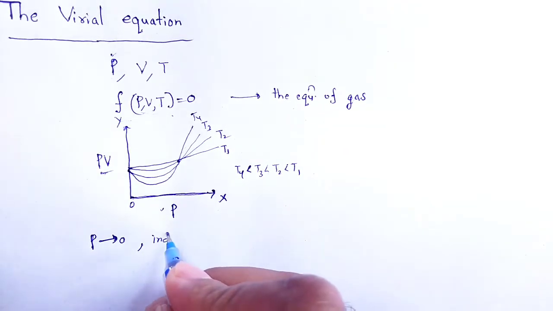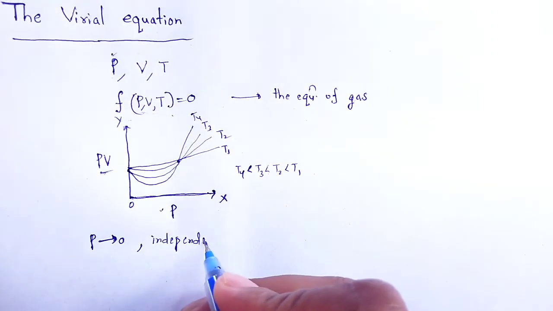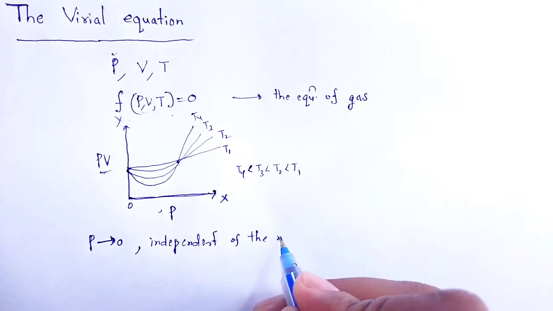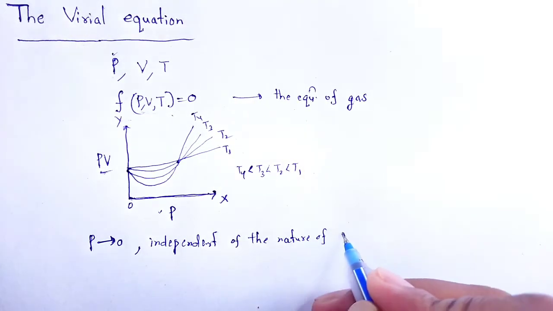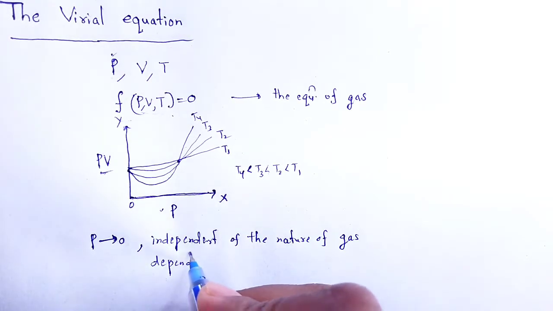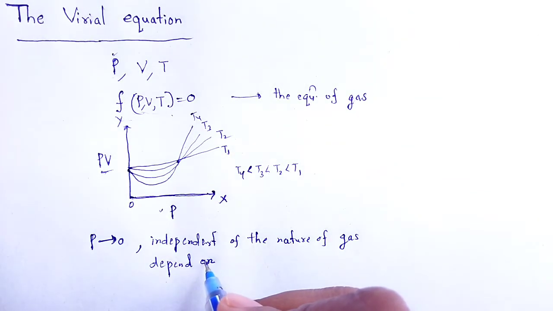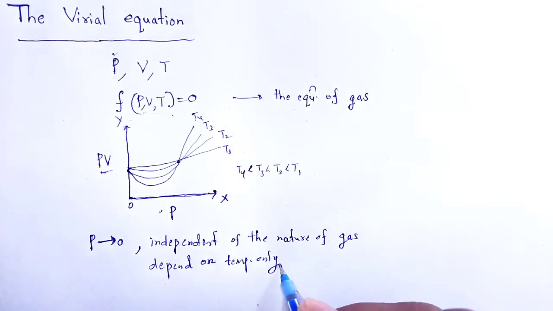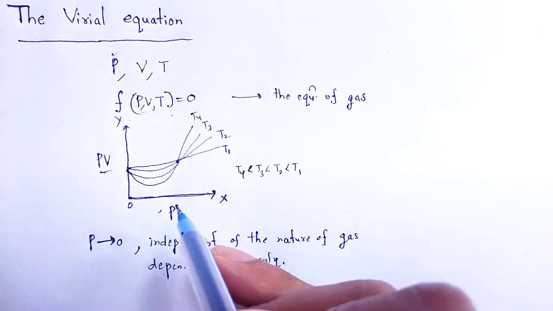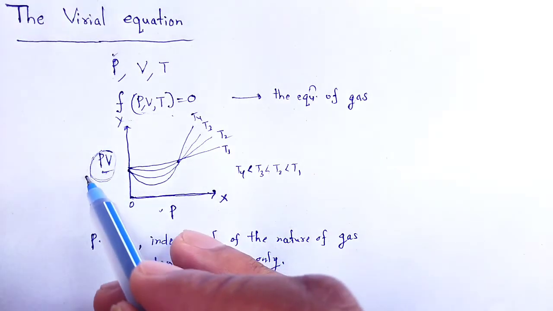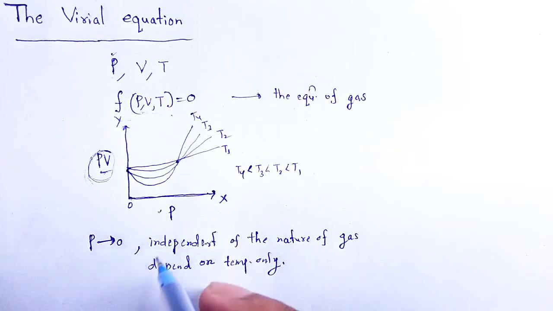That is independent of the nature of the gas, but depends on temperature only. As P tends to 0, the product PV is independent of the nature of the gas and depends only on temperature.